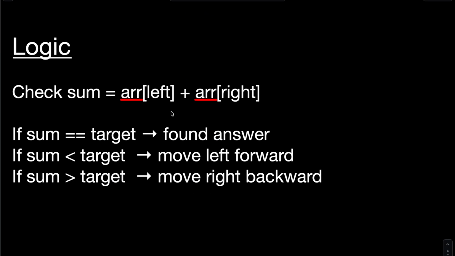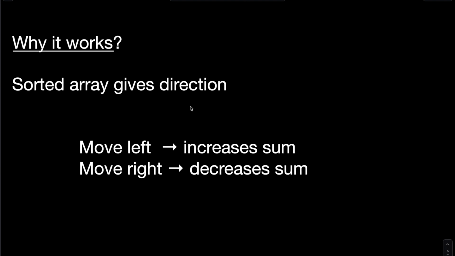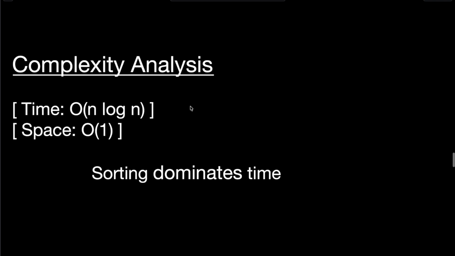So the logic is, we first add the elements present at left and right pointer and check if the sum is equal to the target. Depending on whether the sum is smaller or greater than the target, we either move the pointer forward or backward. Now why does this work? Because the array is sorted, moving left increases the sum and moving right decreases the sum. That's the key behind two-pointer.